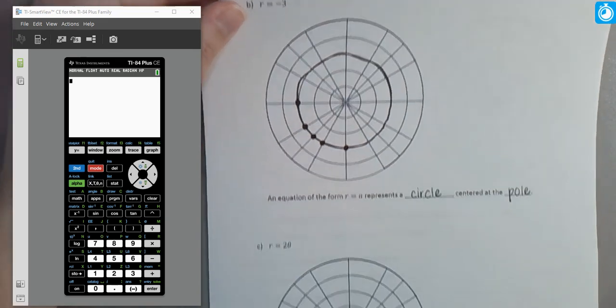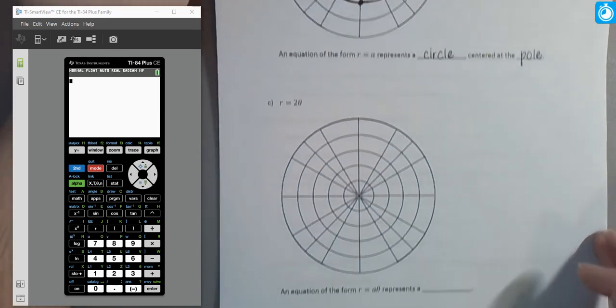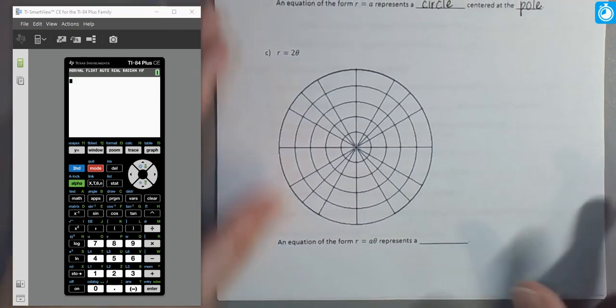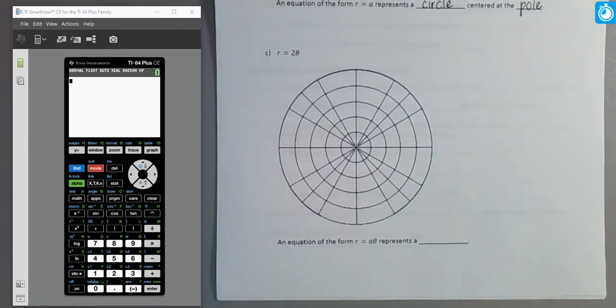Now, let's add in r and theta together. So what happens if we have something of the form r is equal to a number times theta? Here we have r is equal to 2 theta. If we didn't have a 2, we just had r equals theta, we just think of it as a coefficient of 1. We can have any coefficient we want, and we're going to see the same behavior.